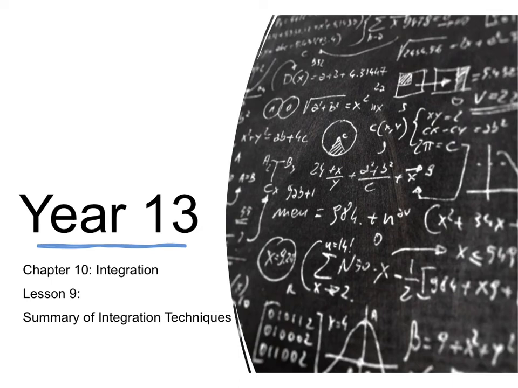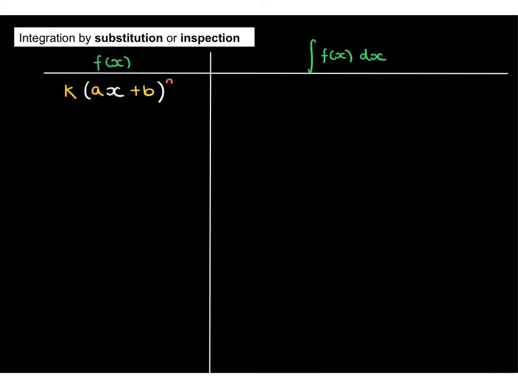Year 13, Chapter 10, Integration, Lesson 9, Summary of Integration Techniques. In this lesson, we're going to summarise the range of different integration techniques that we have worked on in the preceding 8 lessons. So we're going to start with integration by substitution, and particularly looking at the cases where we can use inspection to carry out the integral in an efficient manner. So let's have a look at the first example.